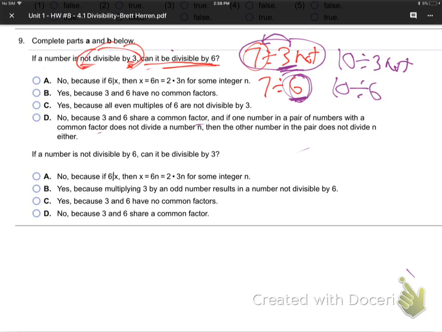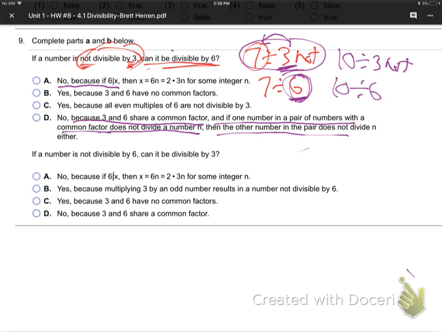So I'll do it though with you, just because it's on here. Let me read it carefully. Because 3 and 6 share a common factor. Yes, they do. 3 itself. And if one number in a pair of numbers with a common factor does not divide a number, then the other number in the pair. No, that's not true. That's saying something weird. I don't want to waste your time.